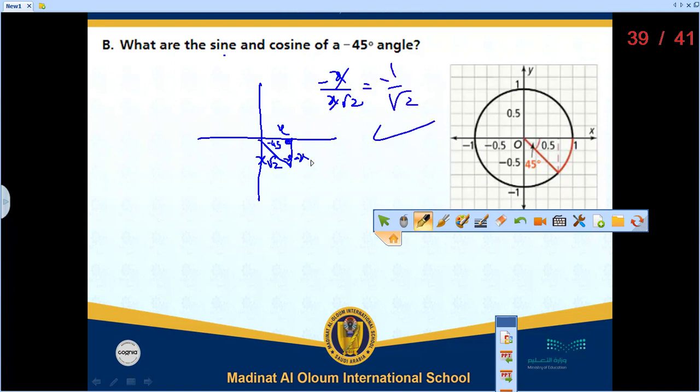Without using a calculator, my triangle in first quadrant like this one, in second quadrant like this one, third quadrant like this one, and fourth quadrant like this one. Okay, guys, this one's so important.